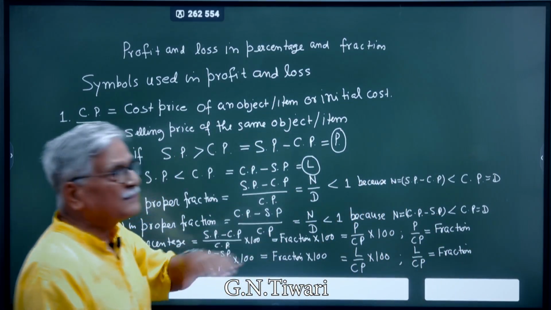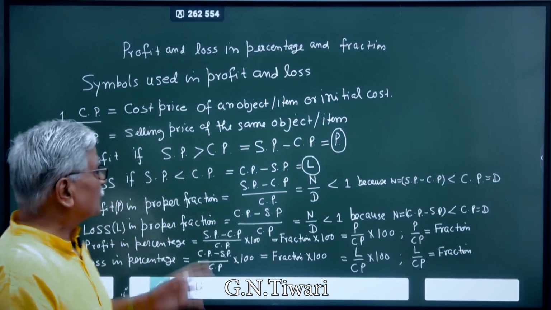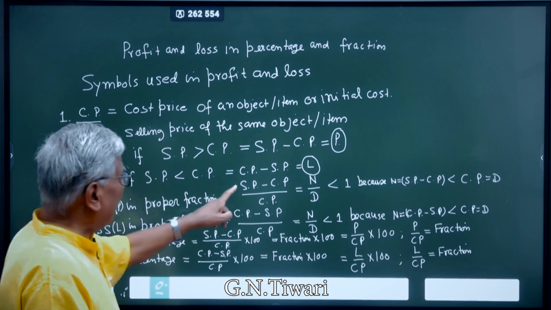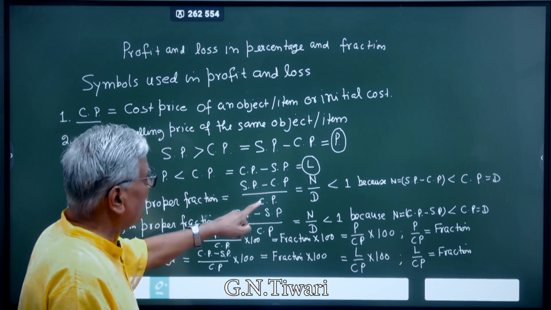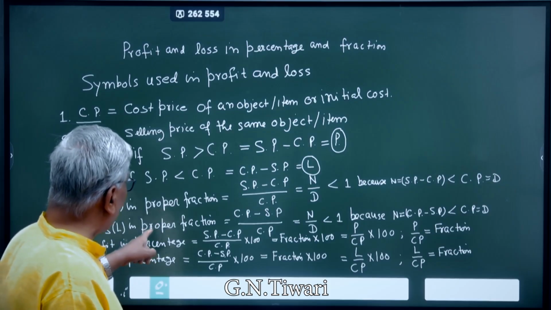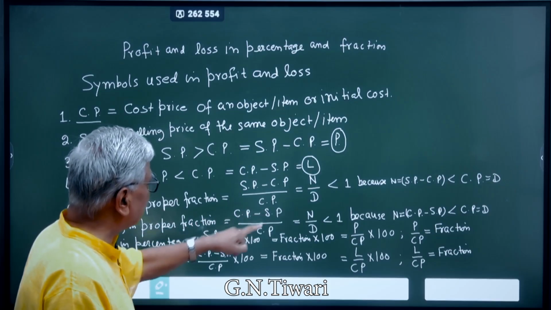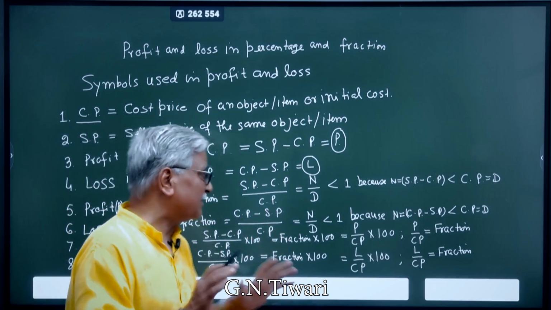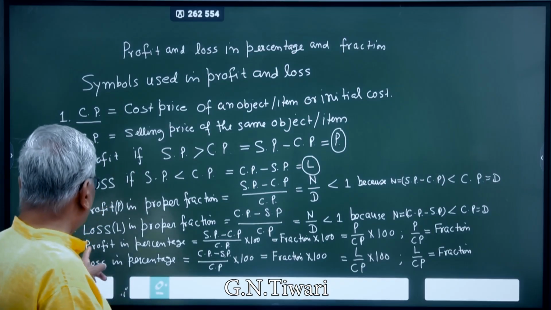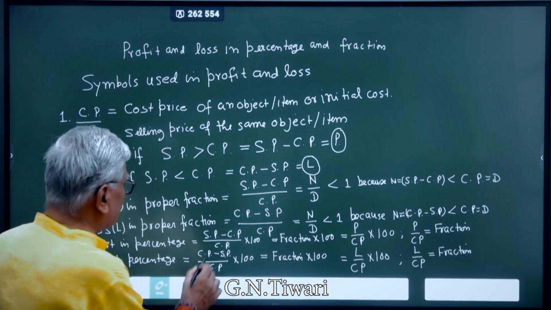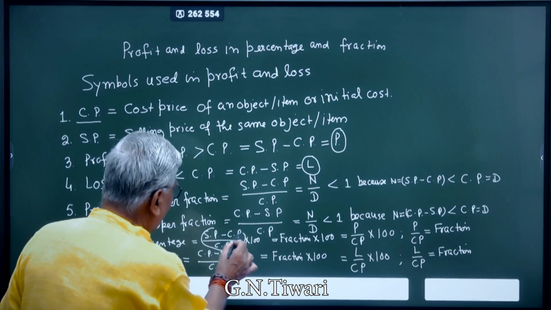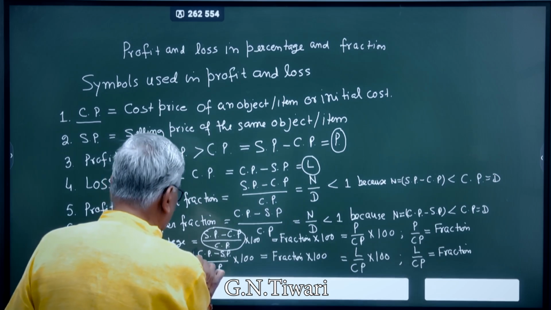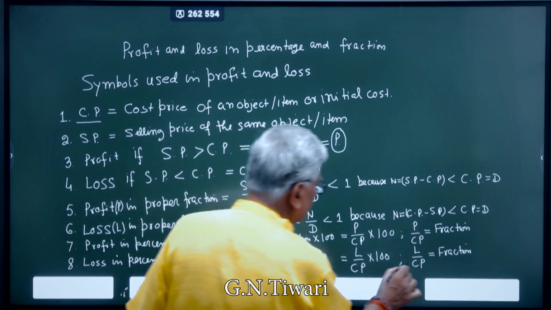Now, how do you calculate the fraction? Profit in proper fraction: SP minus CP upon CP, and loss also in a proper fraction: cost price minus selling price upon CP is equal to N upon D, which is less than 1. If N is less than D, then it is a proper fraction. Otherwise, it will be an improper fraction. Profit in percentage: I've told you, if you multiply the fraction by 100, it will be in percentage. Loss in percentage: if you calculate the fraction of loss and multiply by 100, then it is this.